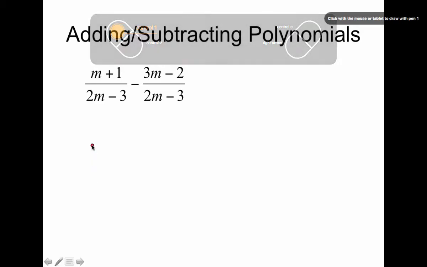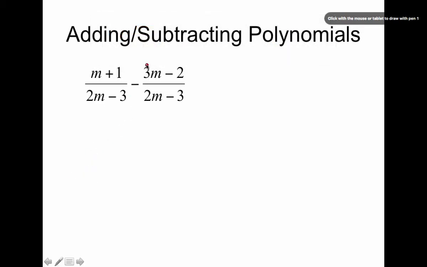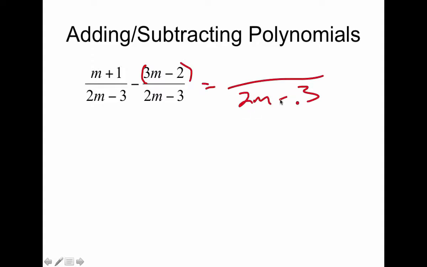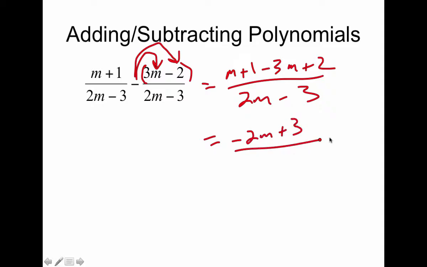You do have to watch out with the subtraction. You need to understand that my common denominator here is 2m minus 3. On the top, then, I need to distribute this negative sign: m plus 1 minus 3m plus 2. So you've got to watch out for that negative sign. Now you combine the like terms: negative 2m plus 3 over 2m minus 3.